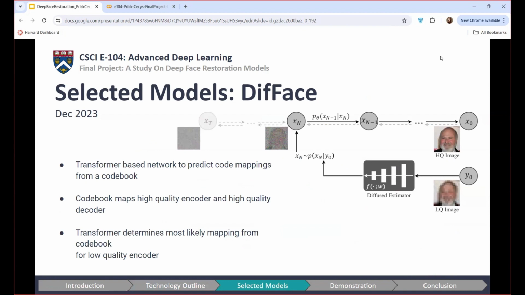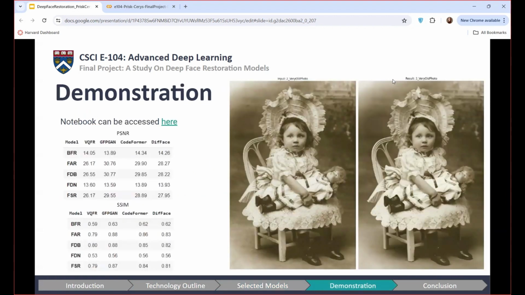The final model is the DifFace model, which uses a diffusion model to overcome the issues in deep face restoration, where models are provided with input images that have complex degradations outside of their training data. It constructs a posterior distribution for the high-quality output from the provided low-quality image. A pre-trained diffusion model is used as an intermediary to guide the construction, as shown in the diagram. I'll now show a demonstration of these models in Google Colab.